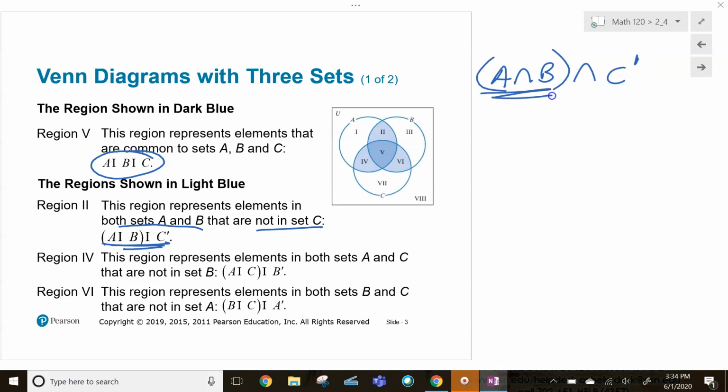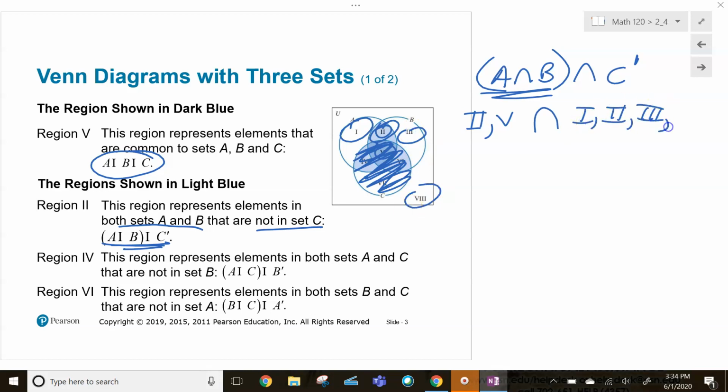Let's first do A and B. Who's in A and B? Now you're looking at 2 and 5, because you have to be in both. So here are your regions 2 and 5. Now we're going to find the intersection of that with who's not in C. Here's C, so who's not in C? Regions 1, 2, 3, and 8.